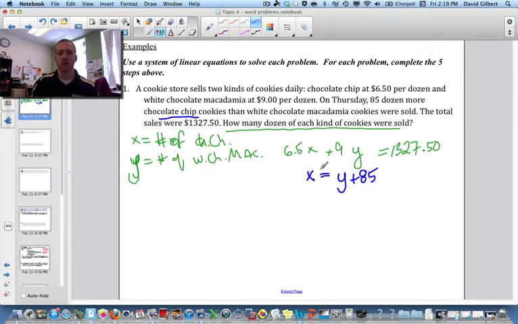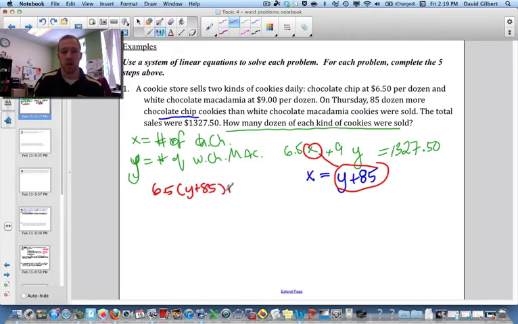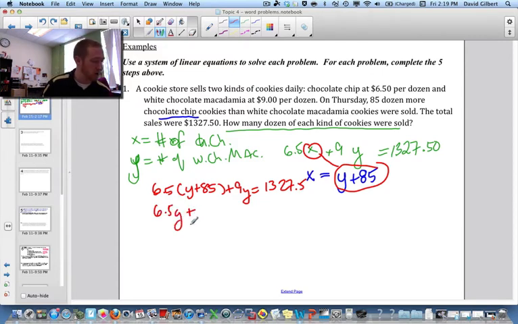Now since we have our system here, 2 equations with 2 variables, and one of them solved for x, I'm just going to use the substitution method. I'm going to plug this right in there. That gives me 6.5 times y plus 85, plus 9y equals 1327.5. Now I distribute, and from here you should be pretty much home free.